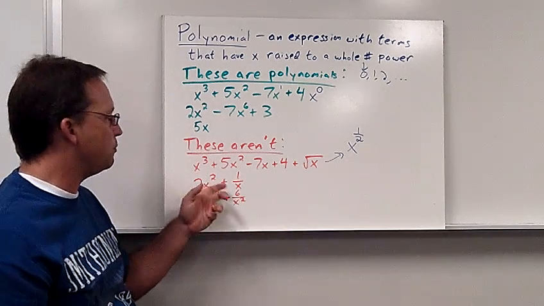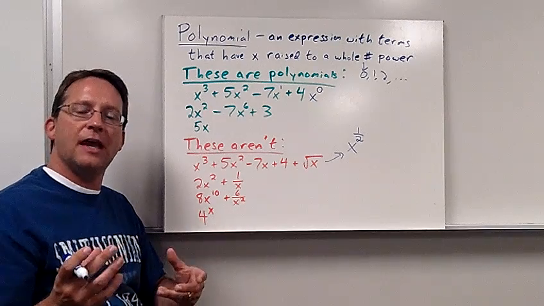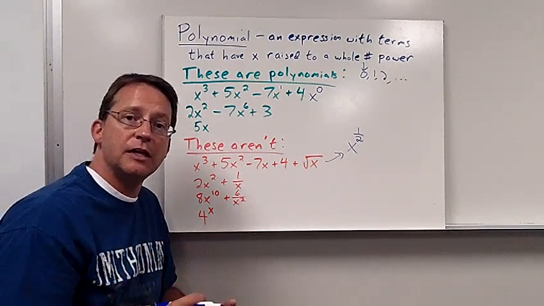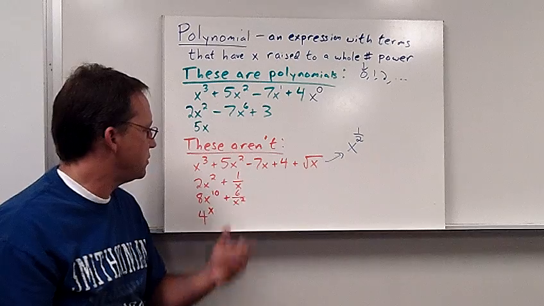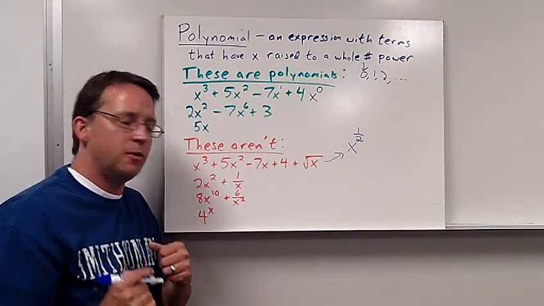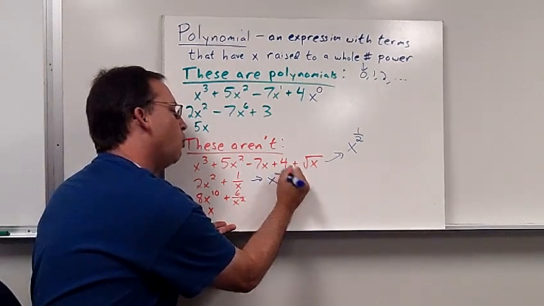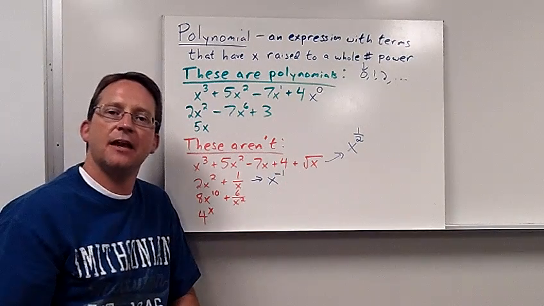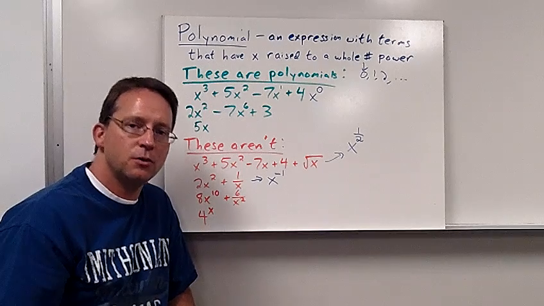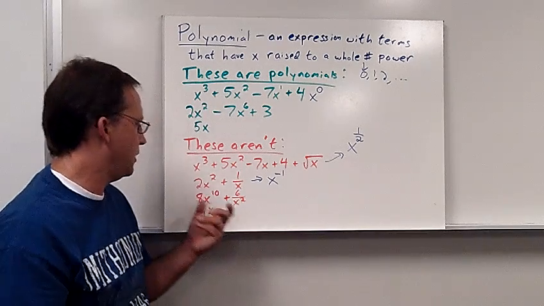Here, 2x squared plus 1 over x. You can't have variables in denominators of expressions. That would actually be a negative exponent. 1 over x would be like having x to the negative 1 power. If you've never seen negative exponents before, we'll be talking about those in this class a lot.